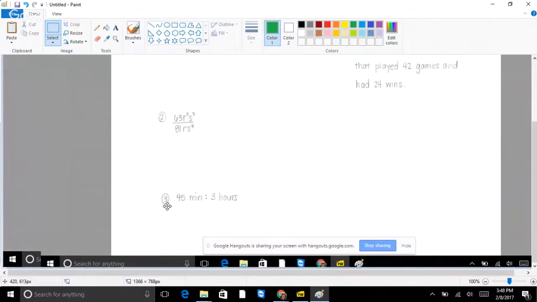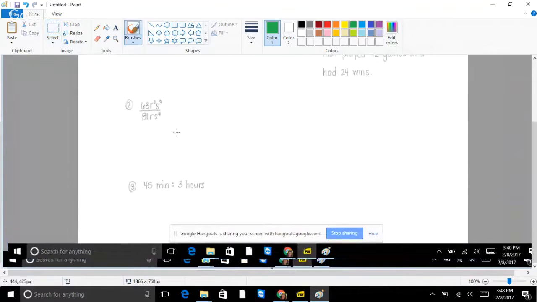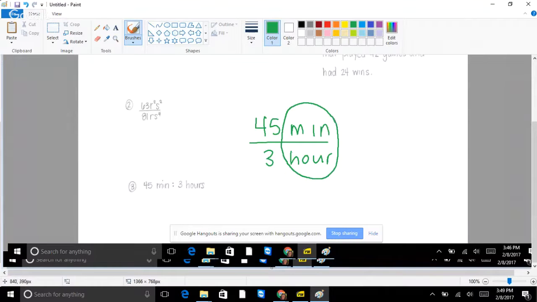So we have 45 minutes to 3 hours. Okay, so we have 45 minutes, and this is written in our colon ratio, so let's write it as a fraction. 45 minutes to 3 hours. So you might be just tempted to say 3 goes into 45 15 times, and it's 15 over 1. But we have a little bit of a problem because we have hours and minutes. So this is where ratios can really be helpful.